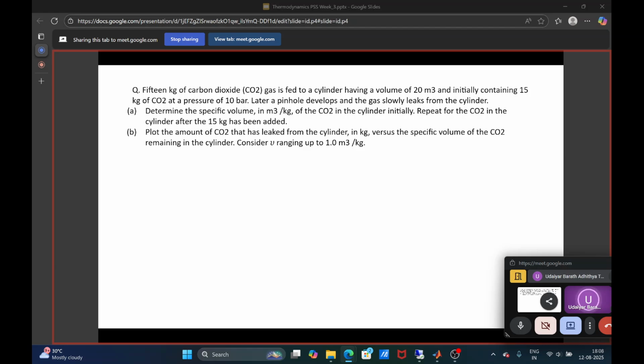In this case, we need to find first the specific volume of the CO2 in the cylinder initially, then repeat the process for the cylinder after the 15 kg has been added. So after adding 15 kgs, what is the specific volume? That's the second case. Then plot the amount of CO2 that has leaked from the cylinder in kg versus the specific volume of the CO2 remaining in the cylinder.